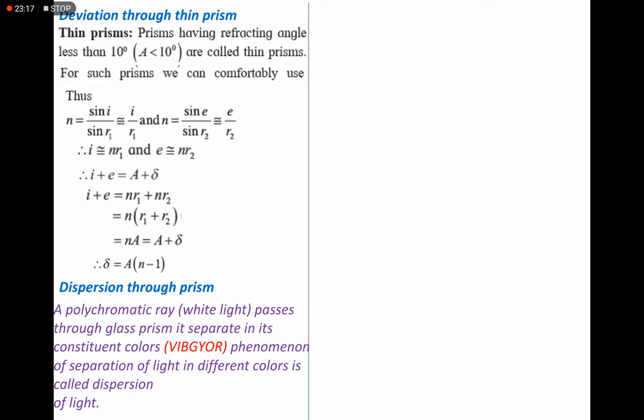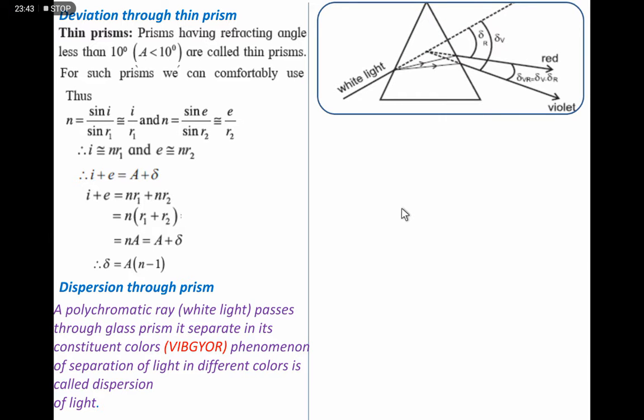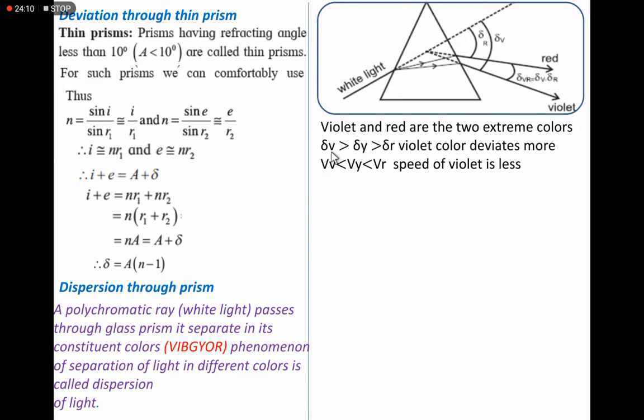The order of the colors is VIBGYOR: violet, indigo, blue, green, yellow, orange and red. The most extreme colors are violet and red, and yellow is the middle color between violet and red. So this is the diagram we learn for dispersion. In between these two extreme colors, all other colors are there, as I explained. The angle of deviation for violet color is delta V. It is more as compared to the red color, delta R. So dispersion is this: the angle of deviation for violet is greater than for yellow, and the deviation angle of yellow is greater than for red, as shown in the diagram.